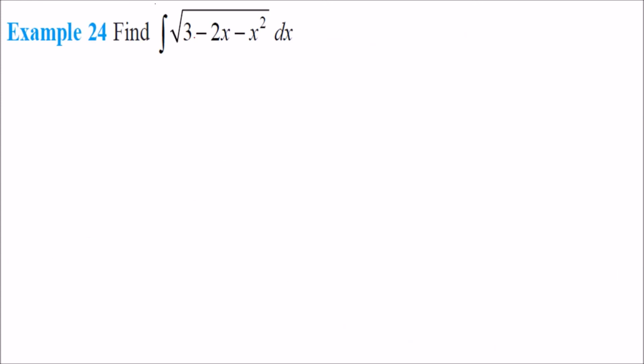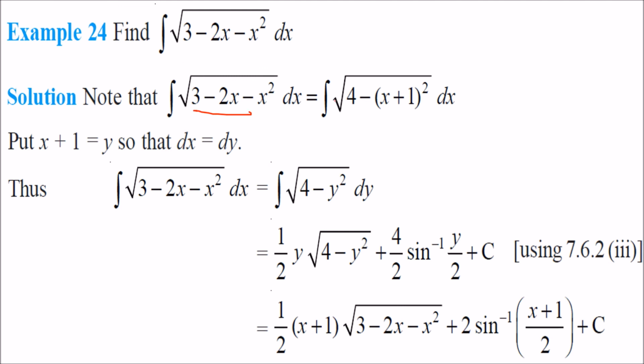Here also, we have to make it in the form a square minus x square. So 4 minus x plus 1 whole square is similar to this. So now we put x plus 1 equal to y, so dx will be equal to dy. This can be written as 4 minus y whole square dy. This is 2 square, so this is of the form under root a square minus x square. This is the standard solution. And y can now be placed as x plus 1. So just place x plus 1, you will get the answer. So this is one more part.